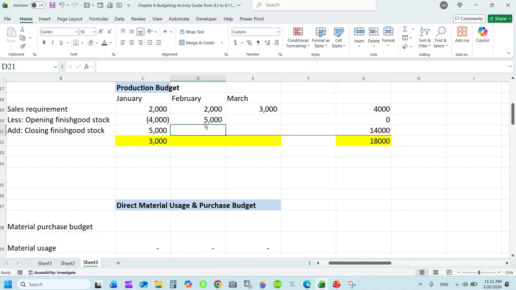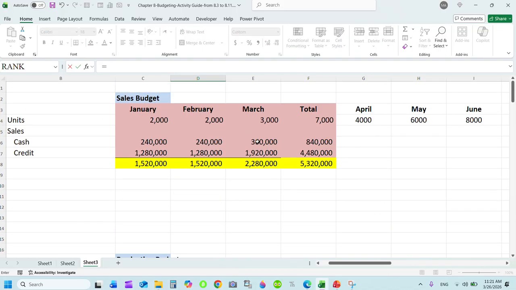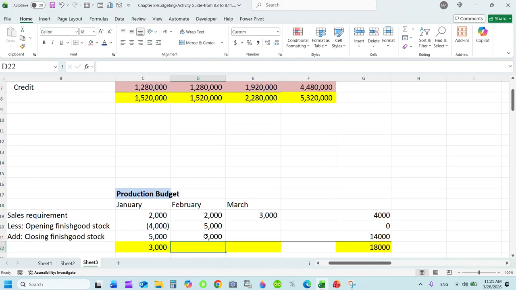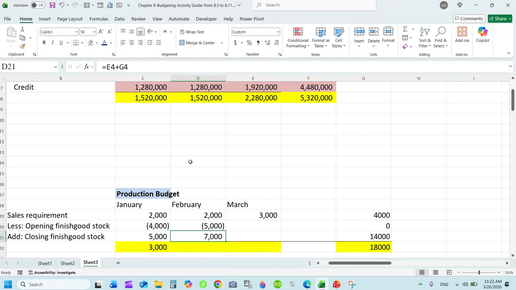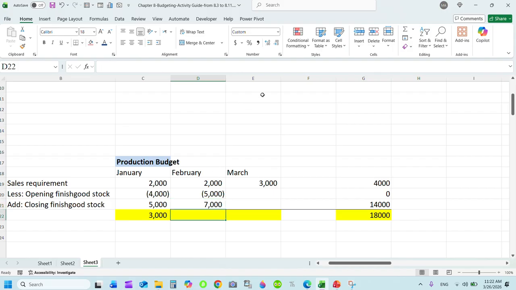So accordingly, closing stock for the February month is equal, I say, March sales requirement plus April sales requirement. Okay. Accordingly, what is the production requirement? 4,000, right? 4,000.